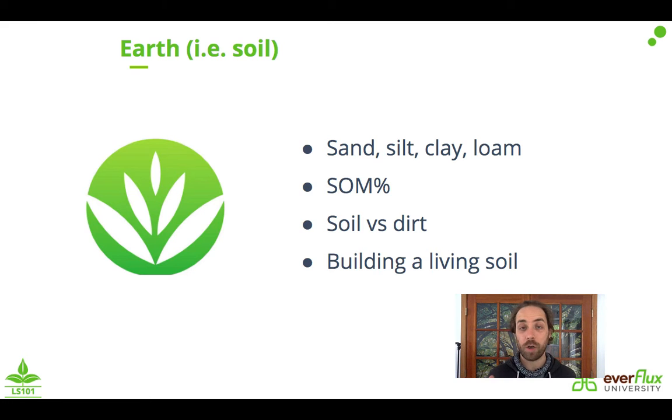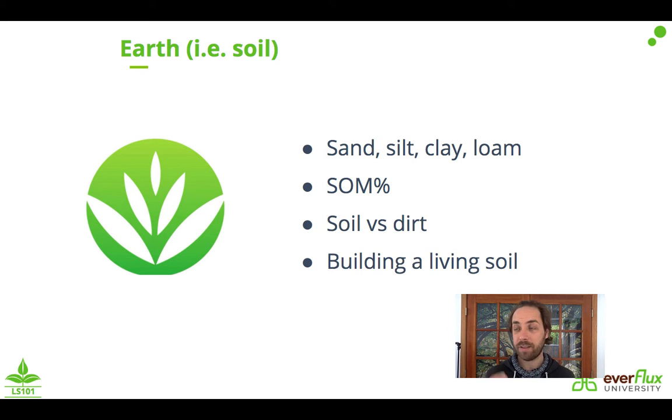So first thing you're going to want to know if you're growing in native soil is, what is the composition of your soil? Is it sand, silt, clay, or are you one of those lucky people that has a loamy soil? You're also going to want to know what your soil organic matter percentage is. Again, for a native soil, this is going to be really important.